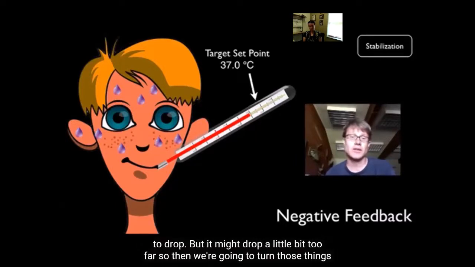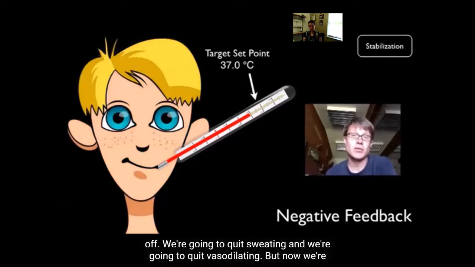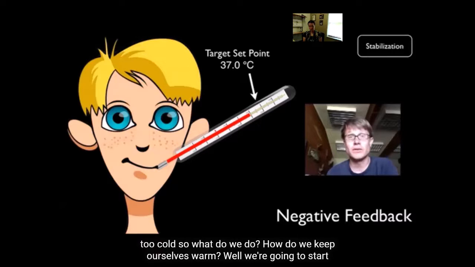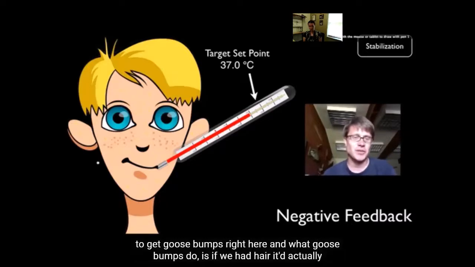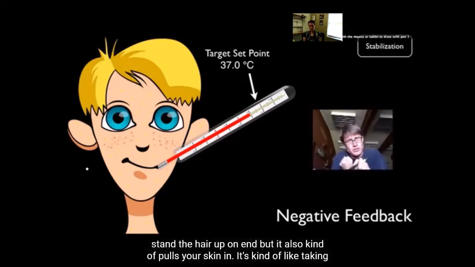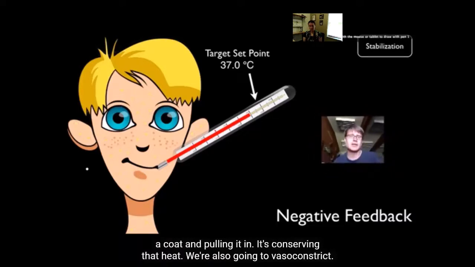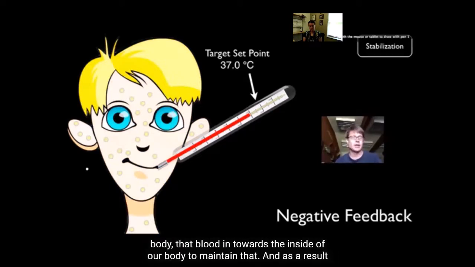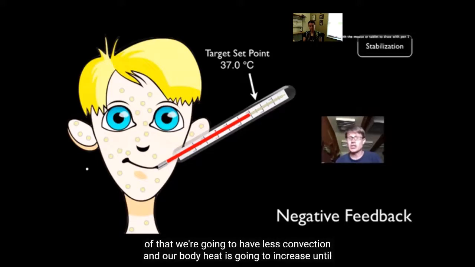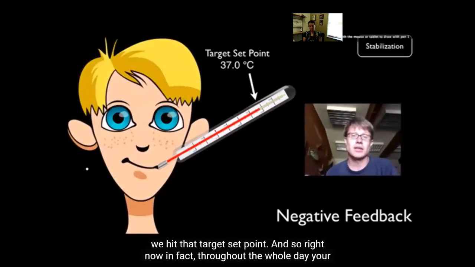So then we're going to turn those things off. We're going to quit sweating, and we're going to quit vasodilating. But now we're too cold. So how do we keep ourselves warm? Well, we're going to start to maybe get goosebumps. And these are kind of crazy goosebumps. But we're going to get goosebumps right here. And what goosebumps do is, if we had hair, it would actually stand the hair up on end. But it also kind of pulls your skin in. It's like taking a coat and kind of pulling it in, and it's conserving that heat. We're also going to vasoconstrict. In other words, we're going to shut off those capillary shunts, and we're going to hold that blood in towards the inside of our body to maintain that. And as a result of that, we're going to have less convection, and our body temperature is going to increase until we hit that target set point.